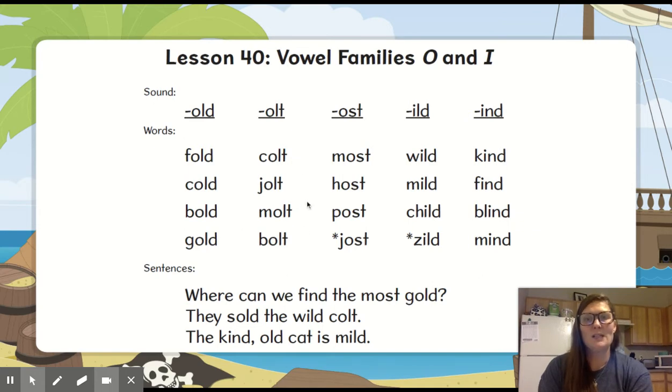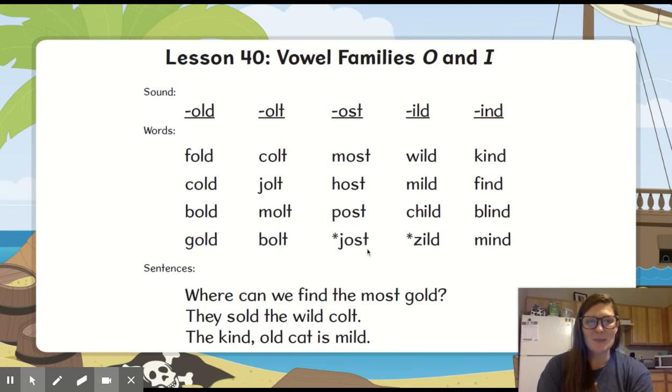Colt, jolt, molt, bolt. Do y'all know what molt means? You know, when a snake sheds its skin, or there's other animals that shed their skin, that's molting. Okay, good. And then oast. I want you to read these words in the oast family.